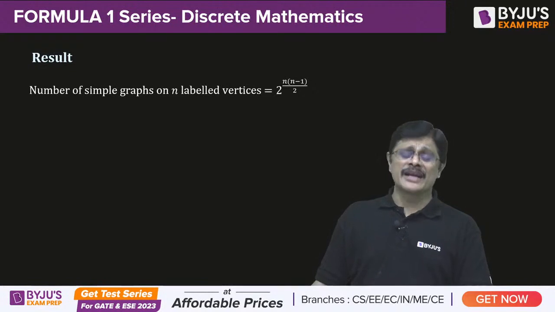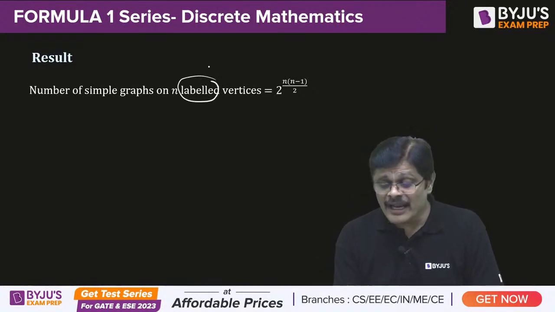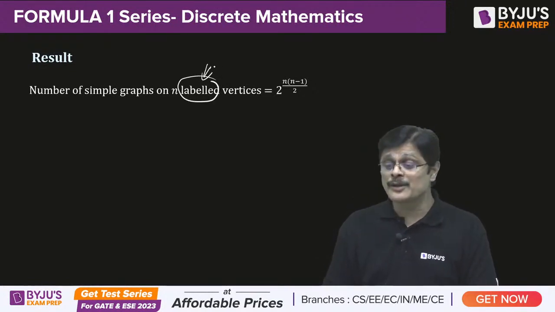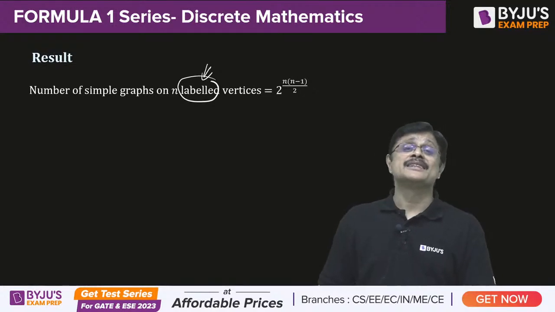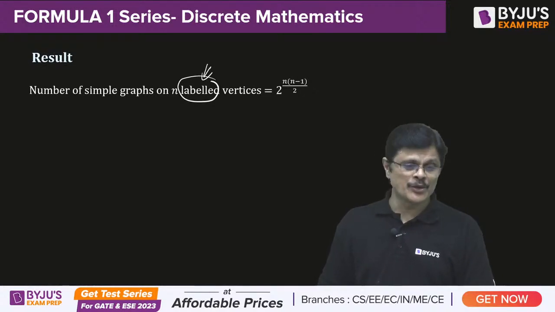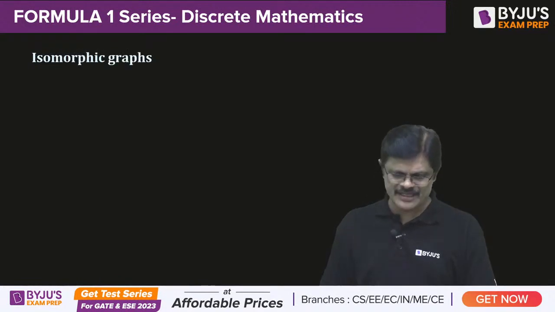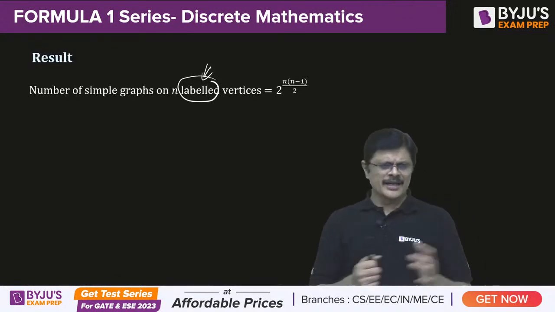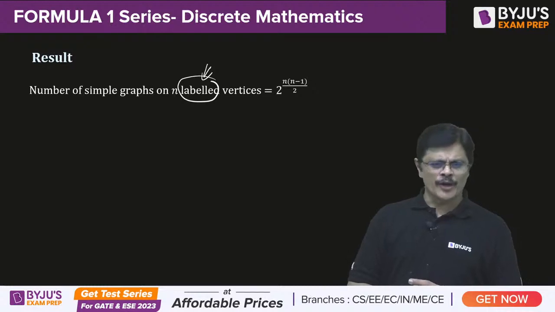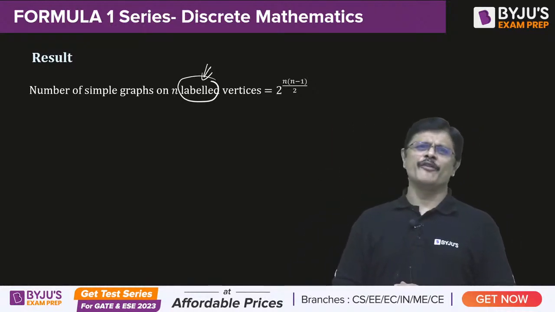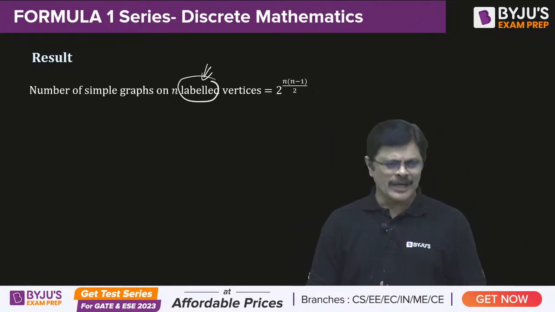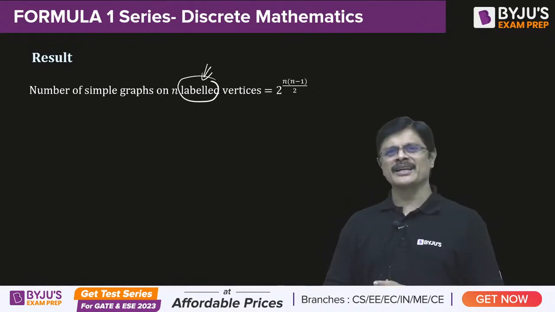And the number of simple graphs on n labeled vertices is important, sir. Without labels we cannot find it. So the number of simple graphs on n labeled vertices will be 2 power n into n minus 1 by 2, my dear friends. Okay. See, these are some important formulae, my dear friends. The remaining formulas, similarly you have to formulate like this. I am stopping this part here.